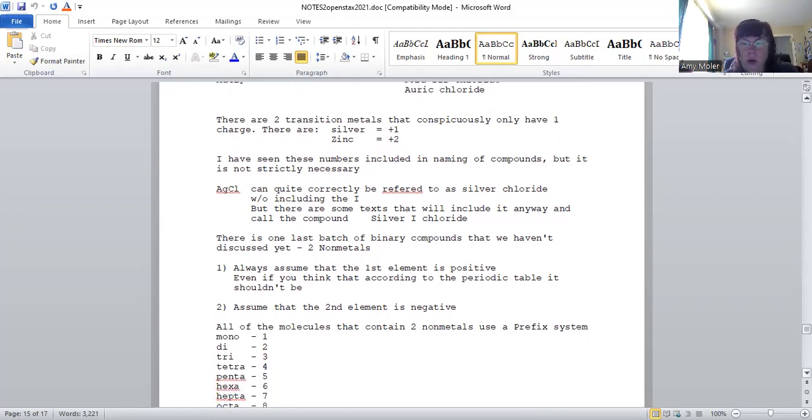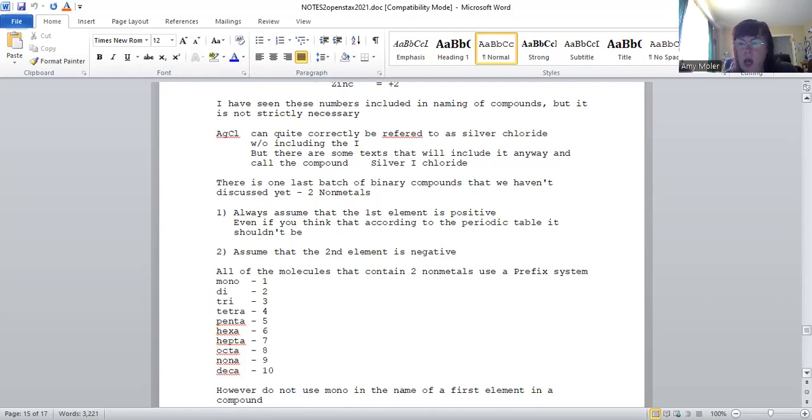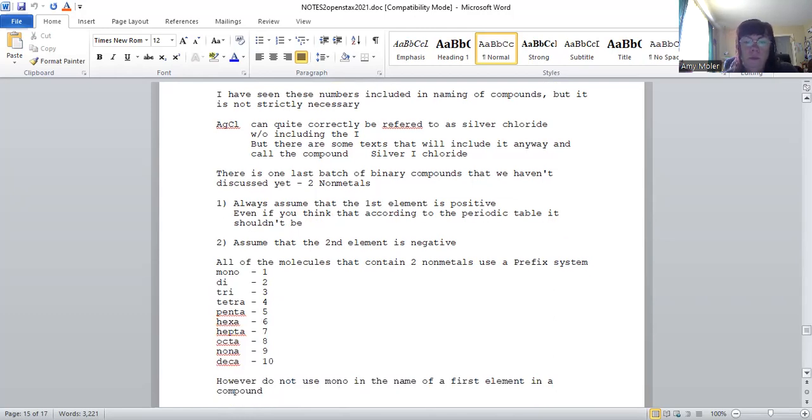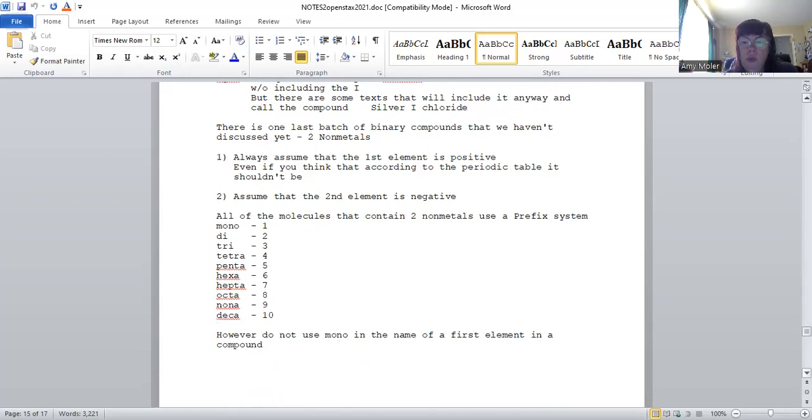So we've been ignoring the nonmetals to a degree. When you have 2 nonmetals in a molecule by themselves, no metals at all, here are the 2 rules that start you off. Assume the first element is positive, even if you look on the periodic table and it looks like it's in a column that ought to make it negative. This has to do with a different kind of bonding that we haven't gotten to yet. And then you can assume that the second one is negative.